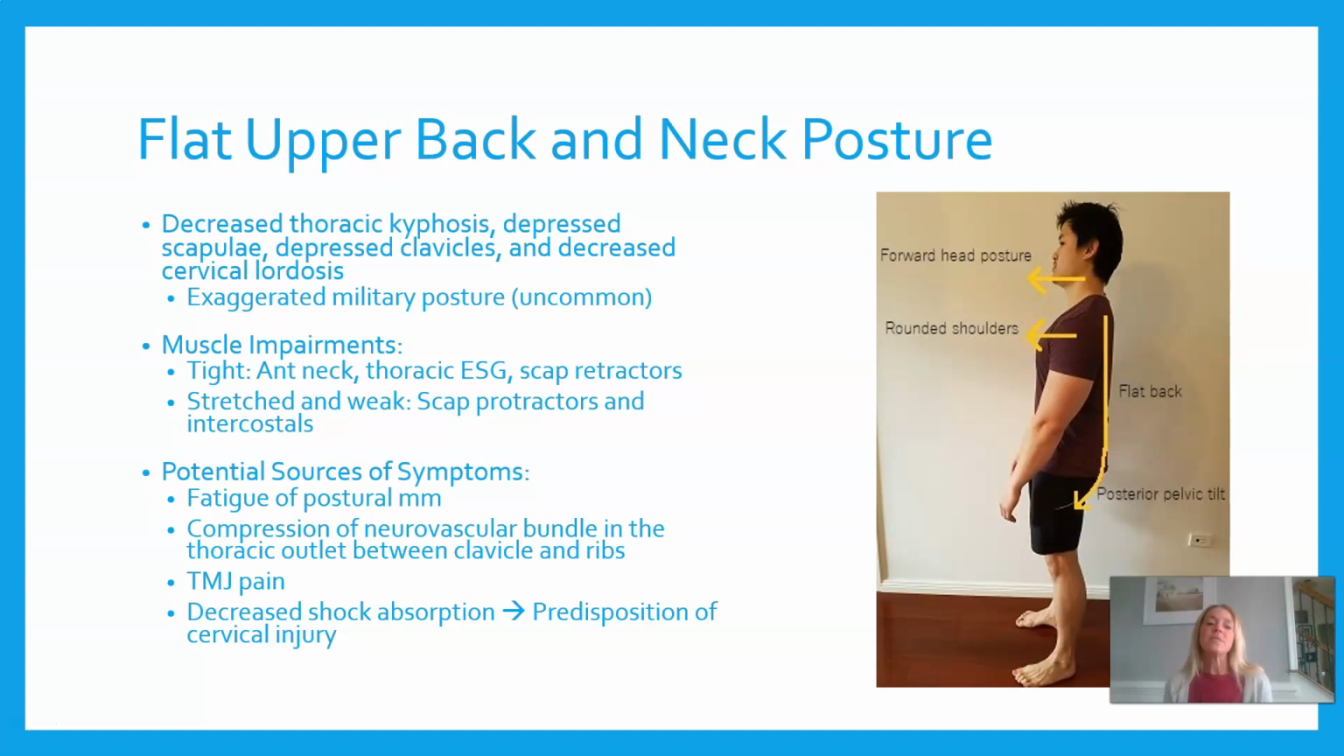So potential sources of symptoms are going to be fatigue of the postural muscles because they're constantly working to hold that position. Compression of the neurovascular bundle in the thoracic outlet between the clavicle and ribs, so again, development of thoracic outlet syndrome, TMJ pain, and then decreased shock absorption because of the lack of lordosis in the cervical spine, which can predispose it to injury.